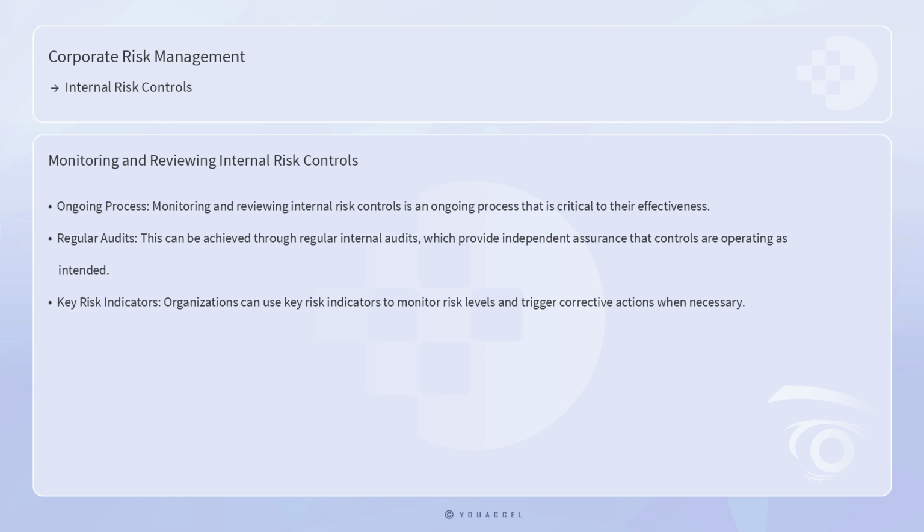Additionally, organizations can use key risk indicators to monitor risk levels and trigger corrective actions when necessary. For example, a sudden increase in the number of exceptions or deviations from established procedures might indicate a potential control weakness that needs to be addressed.